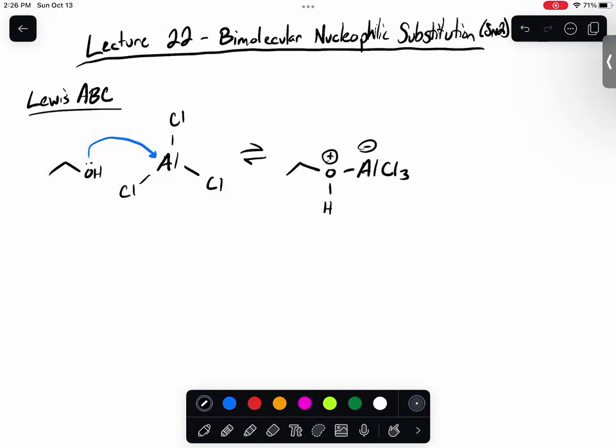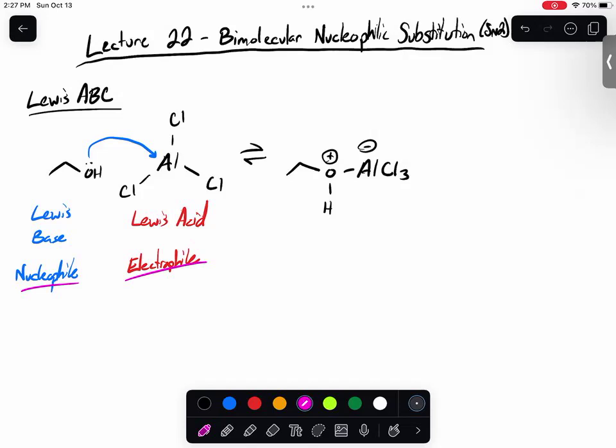And back then, we would say that the oxygen in this case, the alcohol overall, is our Lewis base, and then the aluminum was our Lewis acid, right? But we also had a second name for them that is going to come in handy right now, and that was we called our Lewis bases nucleophiles. So this is a nucleophile, and then we call our Lewis acids electrophiles.